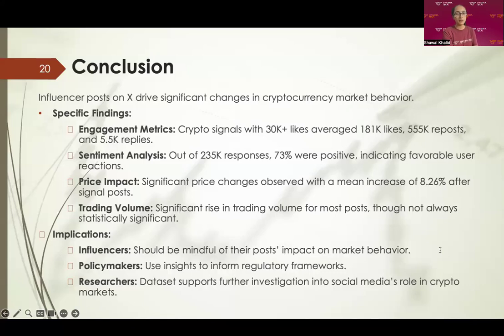All right, so coming up towards the conclusion of our project, we can say that influencers' posts on X can lead to big changes in the cryptocurrency market. We saw significant price changes with an average rise of 8.26% after the signals. And trading volume also went up for most of the posts, though not always significantly. Besides that, influencers should be aware of how their posts impact the market. Policymakers should use these insights to guide regulatory decisions, and researchers can use this data set to further study the role of social media in crypto markets.